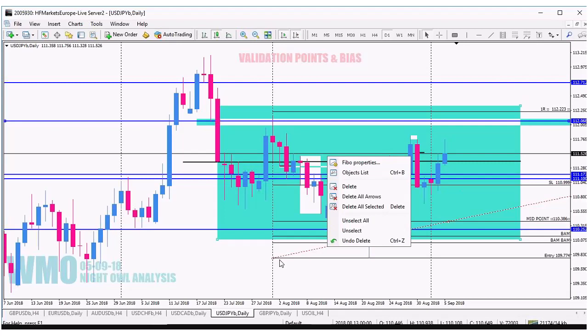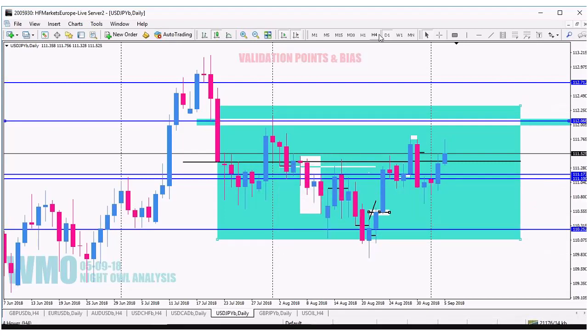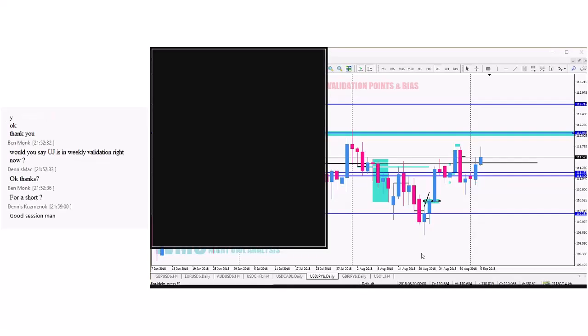All right. Don't let me talk about bankers level. It's going to confuse everybody. Let's leave that one out. But tonight is about validation point and bias. So you want to practice this until you're very confident, and reap the rewards.